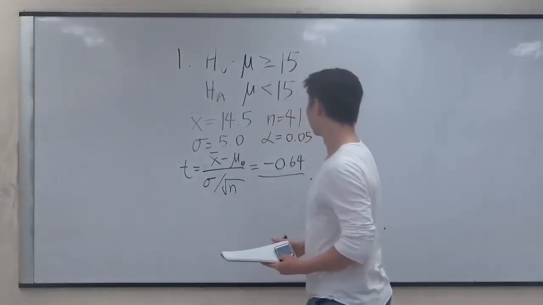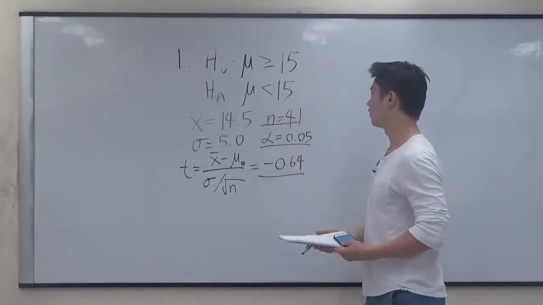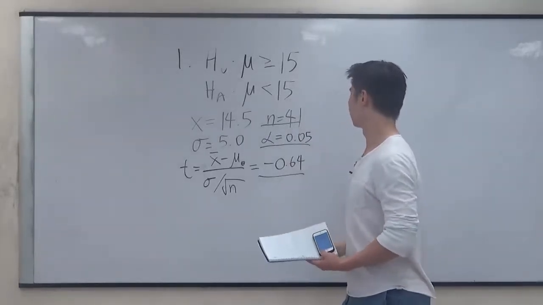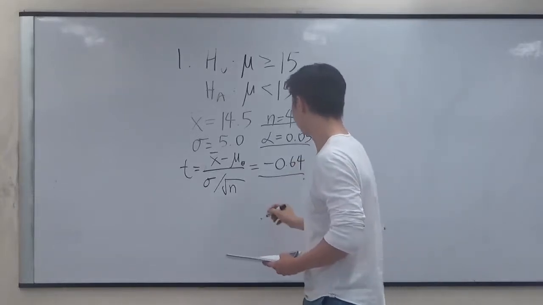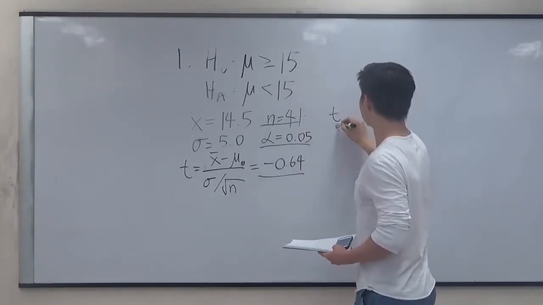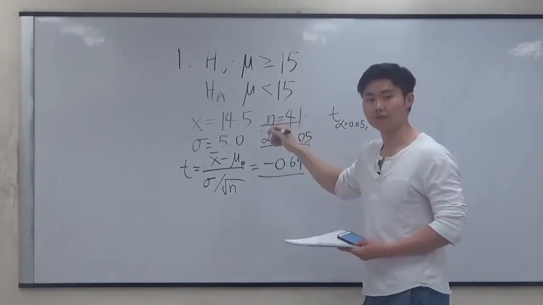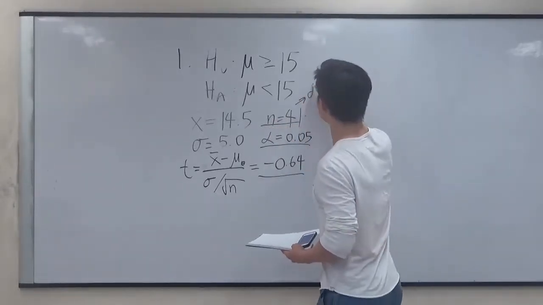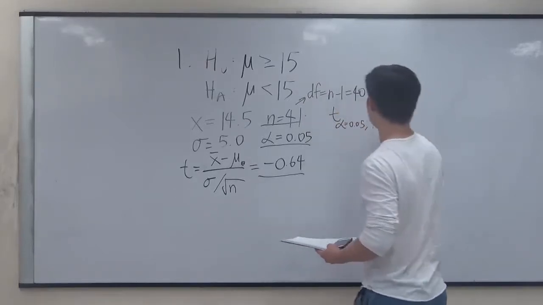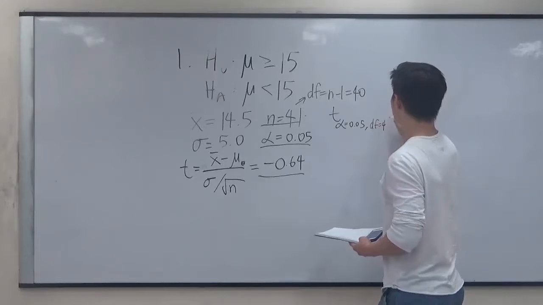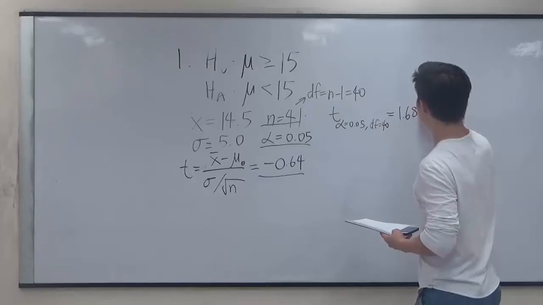So we go to our t table now, and we need to use our sample size and our alpha value to find the appropriate statistic to compare this against. So we can find that for t of an alpha equal to 0.05, and we need to find the degrees of freedom, which is very simple. It's just the sample size minus 1, which is equal to 40 in this case. So the df of 40. And we can see that it is equal to 1.684.